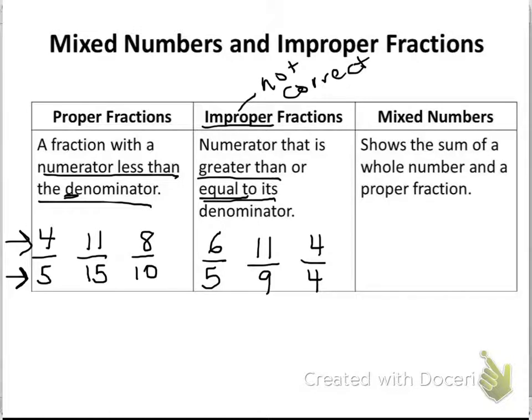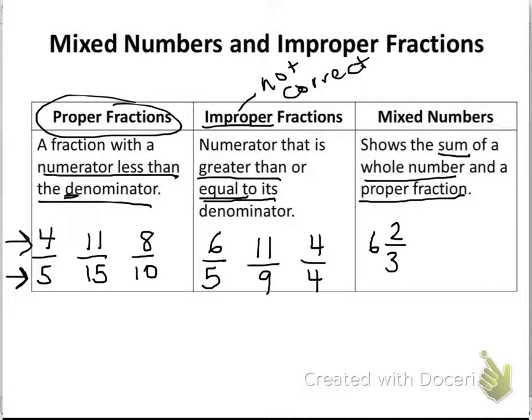Mixed numbers are numbers that show the sum of a whole number and a proper fraction. Okay, we talked about proper fractions back here, so you need to know what a proper fraction is in order to know what a mixed number is. Let's do some examples. A mixed number could be 6 and 2/3, because it shows the sum of a whole number and a proper fraction. Let's do one more. We could have 11 and 5/12.